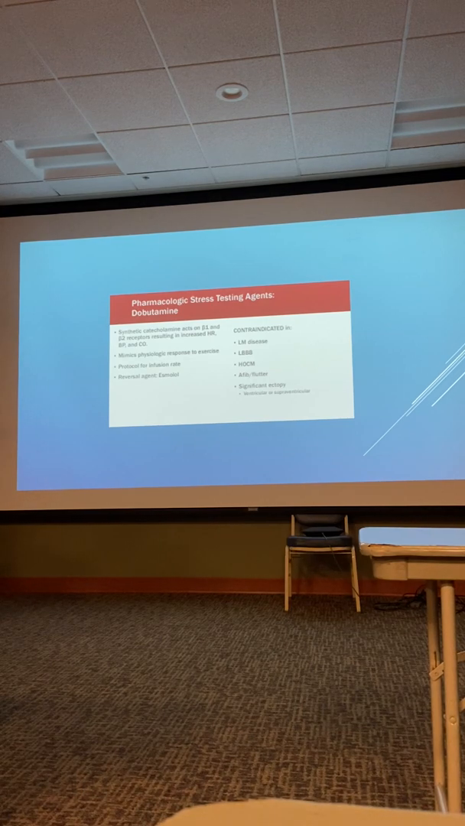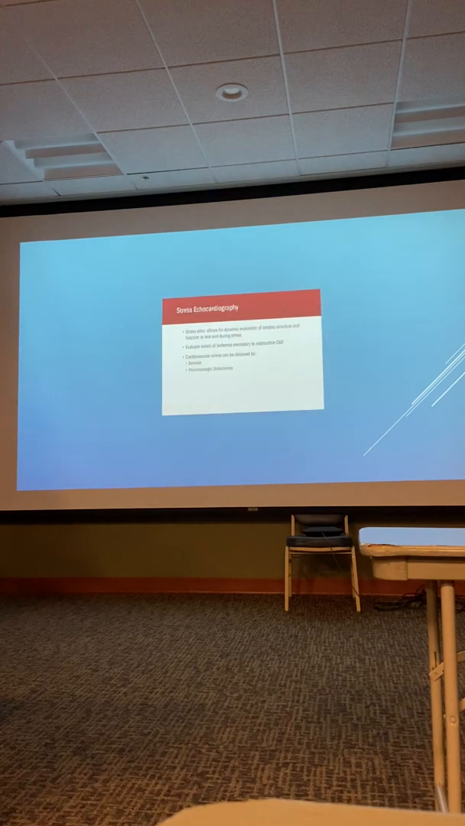We're trying to get up to the target heart rate for stress echo, typically that 85% number. That's why we usually don't like people to get beta blockers before dobutamine testing, because that's a real problem for dobutamine testing. We're trying to overcome that.